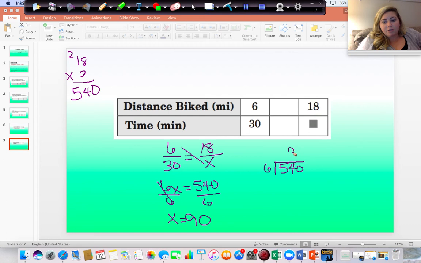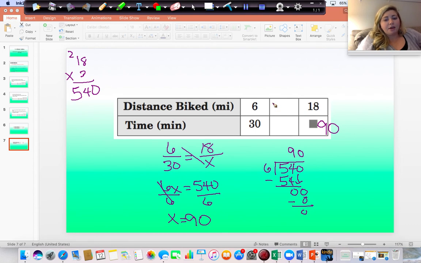6 goes into 54 9 times. 9 times 6 is 54. Subtract, we get 0. Bring down our 0. 6 goes into 0 0 times. 0 times 6 is 0. Subtract and we get 0. So either way, you're going to get 90 minutes. So that means that they biked 18 miles in 90 minutes.